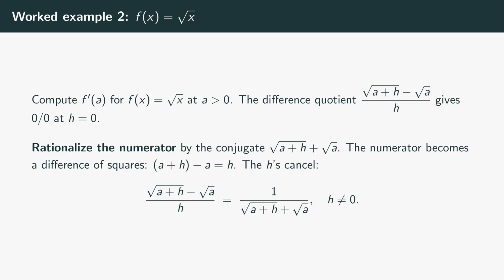The move for this kind of expression is something you've probably seen in pre-calculus. Rationalize the numerator. Multiply top and bottom by the conjugate, the same expression with the minus sign flipped to a plus. The numerator becomes a difference of squares, square root of a plus h squared minus square root of a squared. The squares and square roots annihilate, leaving a plus h minus a, which is h. So the numerator is h, the denominator is h times the sum of the two square roots, and the h's cancel. For every non-zero h, the difference quotient is 1 over the square root of a plus h plus the square root of a.